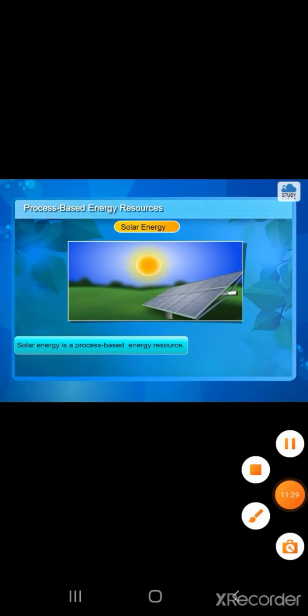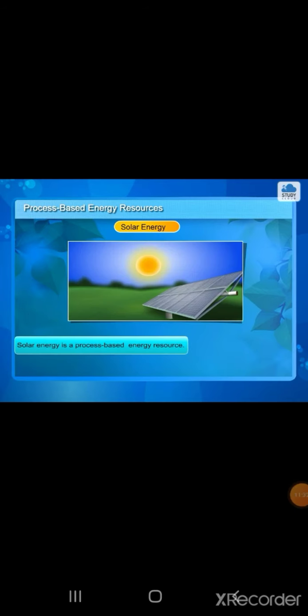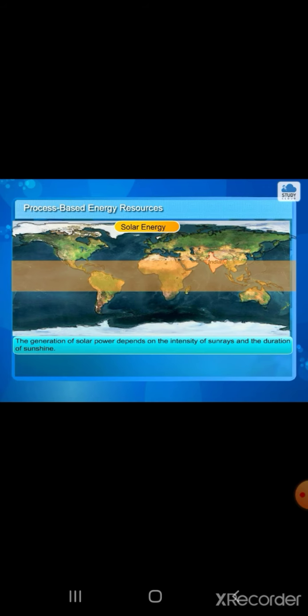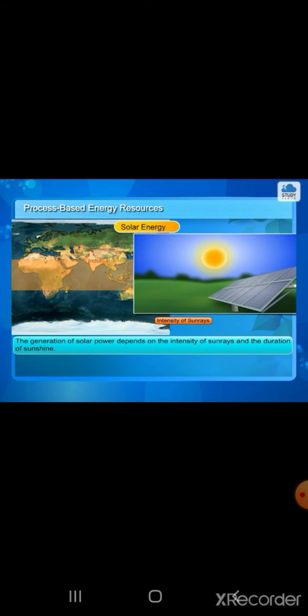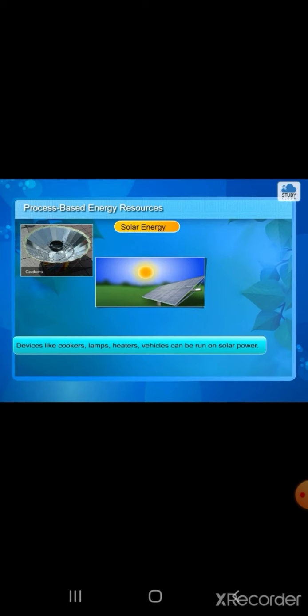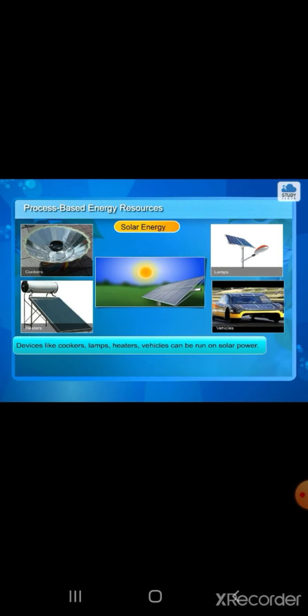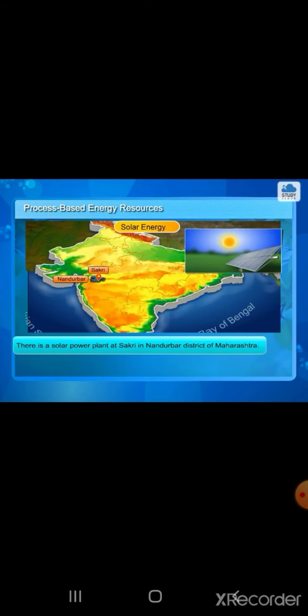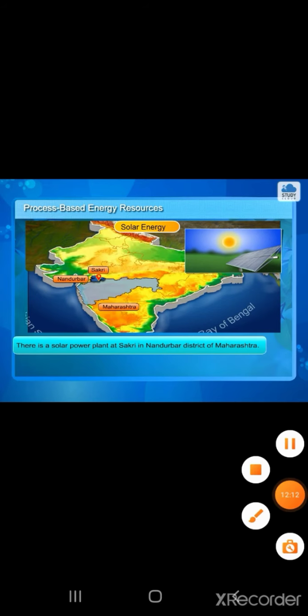Solar energy. Solar energy is a process-based energy resource. We get light and heat from the sun. We have seen that the intensity of solar energy is maximum in the torrid zone. The generation of solar power depends on the intensity of sun rays and the duration of sunshine. In a country like India, which is in the torrid zone, there is a lot of scope for using this energy. Devices like cookers, lamps, heaters, vehicles can be run on solar power. There is a solar power plant at Sakri in Nandurbar district of Maharashtra.